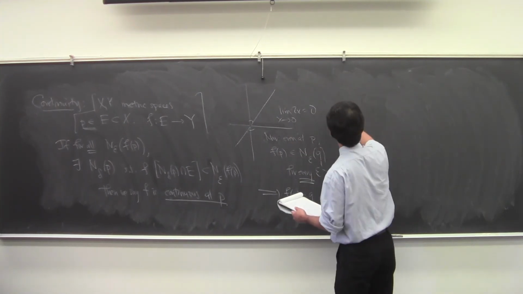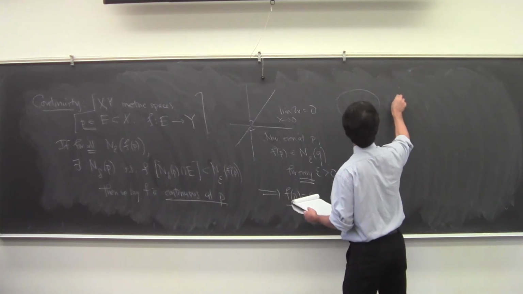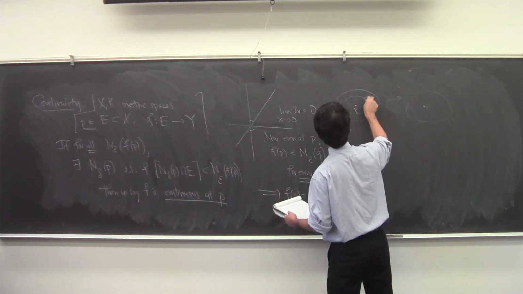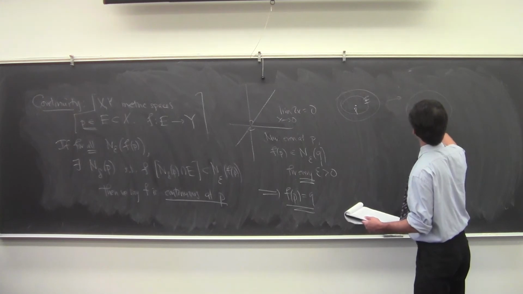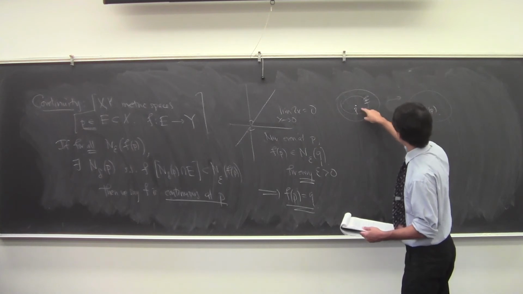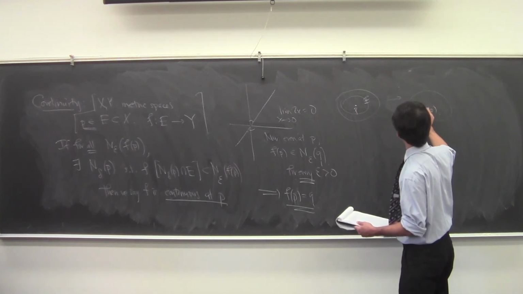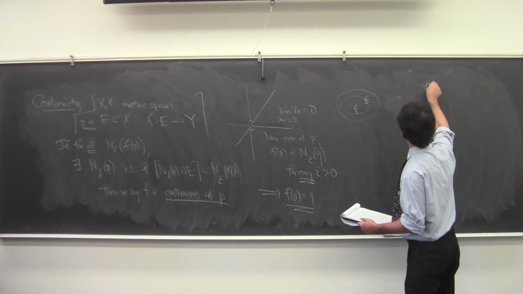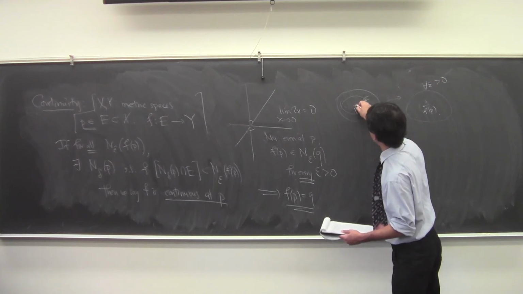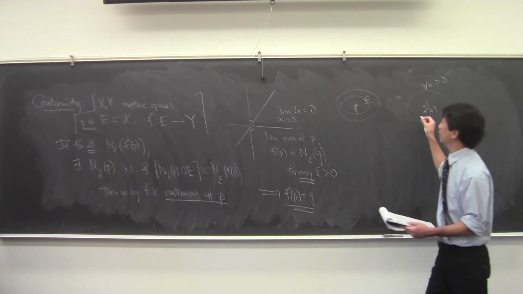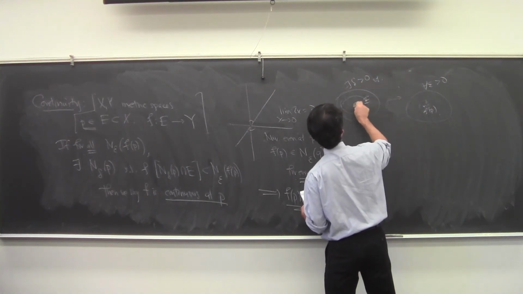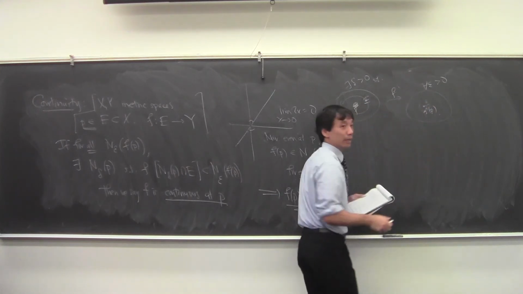Okay, so here's the picture again. You've got some point P that lies in your domain, and some point f of P. To be continuous at P means that given any epsilon neighborhood, there exists a delta neighborhood around P such that the whole neighborhood gets mapped by f inside of that epsilon neighborhood.